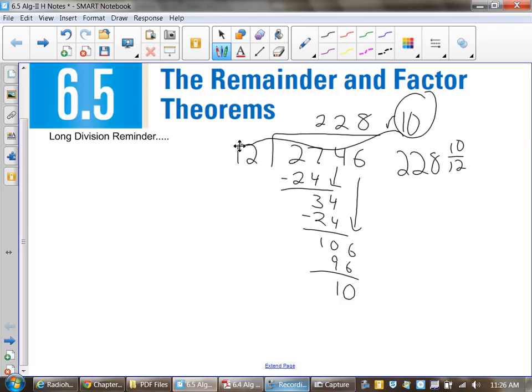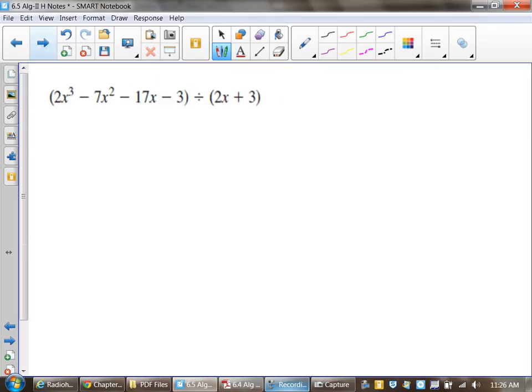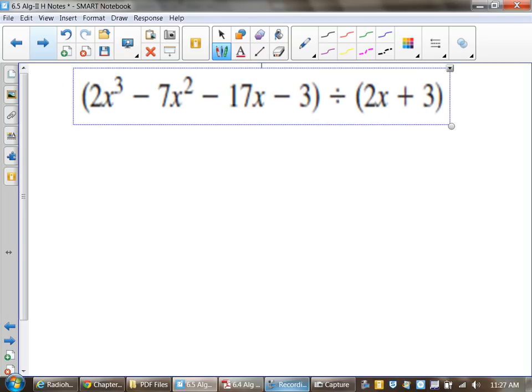You guys did synthetic division last week. Remember the upside down L looking thing? You guys flew right through it. They're relatively quick and painless, and we're going to show you how you can use this to factor and make your lives a lot easier. Okay? So let me show you an example of dividing polynomials via long division.